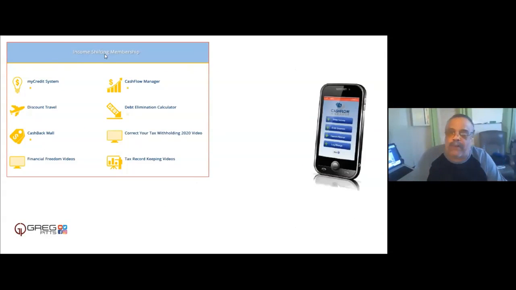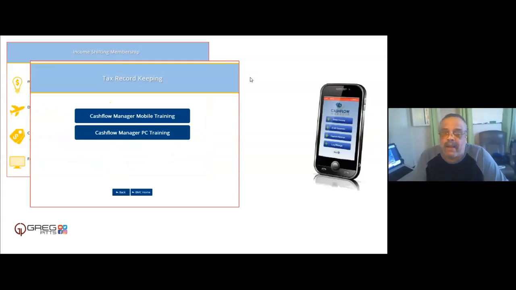This is all part of your income shifting membership. Okay? Make sure that you go back there, use your cash flow manager. Find your cash flow manager here. Use your debt elimination calculator. Correct your withholdings. There's a video in your back office that tells you how to do everything that we're talking about. And then keep great tax records. The videos are in your back office and your income shifting membership chart. There's your tax record keeping, your cash flow manager on the mobile training. You get your mobile training, cash flow manager on your computer training. It's all in your back office.